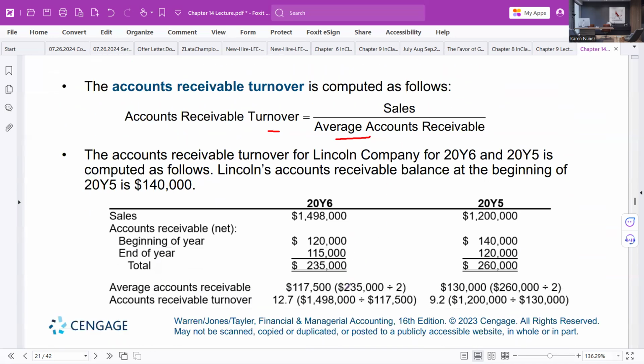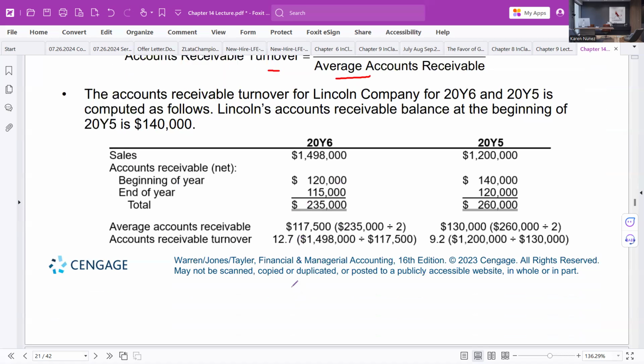So in this case, when we measure our accounts receivable turnover, it tells us that we're able to turn over or collect on those receivables 12.7 times a year, right? Given the average balance in receivables and given our sales, right? Sales divided by average accounts receivable, we're able to collect on those receivables 12.7 times a year.